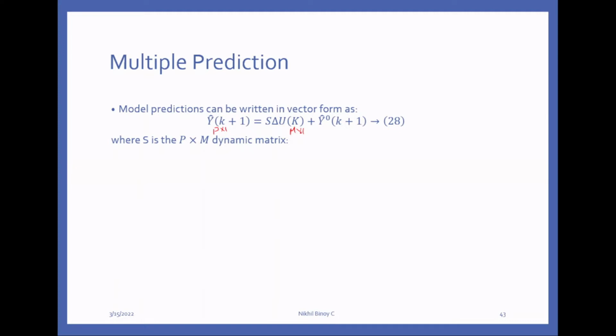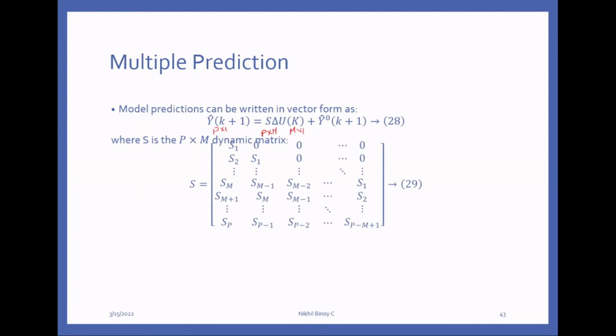So how to convert this M into 1 to P into 1? How to map this M into 1 vector to P into 1? By using S, which is P by M. So S is the P by M, it is known as the dynamic matrix. S is known as the dynamic matrix.